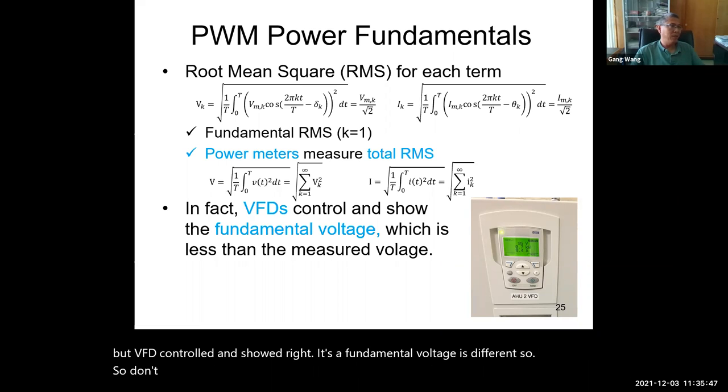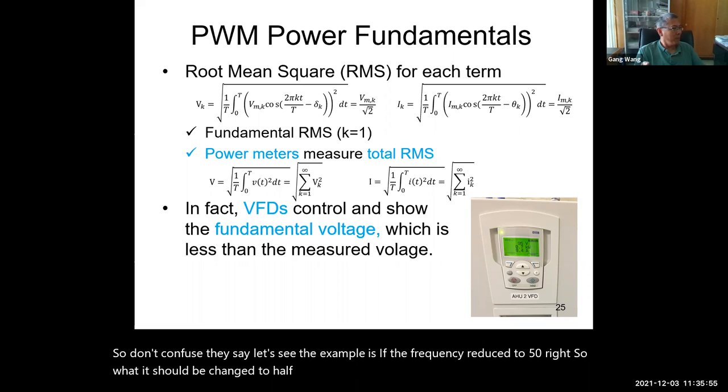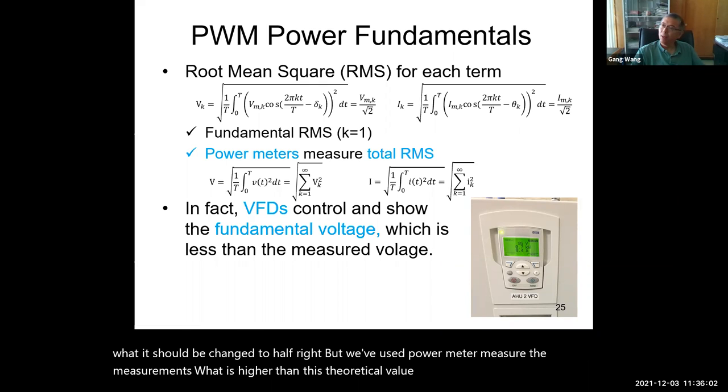Let's see the example: if the frequency is reduced to 50%, the voltage should be changed to half. But if you use a power meter to measure it, the voltage is higher than this theoretical fundamental value.